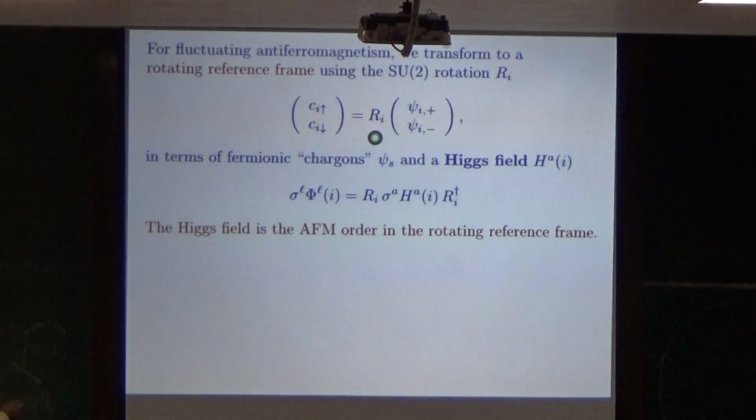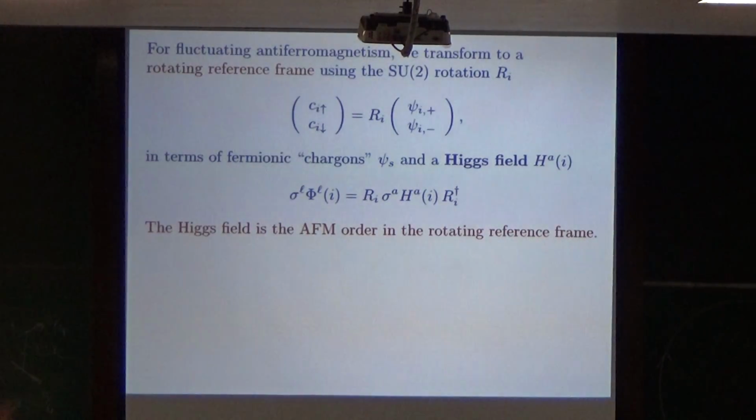I'm going to write them in terms of new fermions called psi, which are related to C by some SU2 rotation. And when I rotate the fermions, I should also rotate phi by the same SU2 rotation R. And since phi is a vector, this happens in this way. And this new field H is the antiferromagnetic order in the rotating reference frame. And I'm going to call this a Higgs field. So the Higgs field is, basically, you have some antiferromagnetic order.